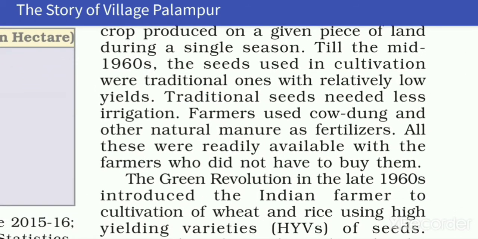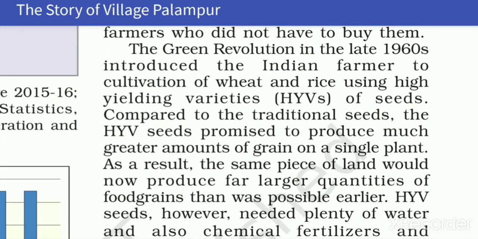Till the mid 1960s, farmers were using traditional seeds, cow dung or manure as fertilizer, and rainwater for irrigation. Because of that, they had low yield or produce. Then by the late 1960s, the farmers started using high yielding varieties of seeds, which helped to produce a much greater amount of grains on a single plant.